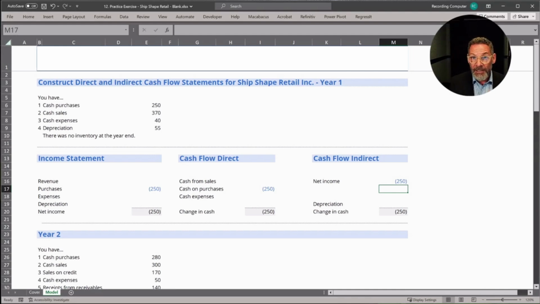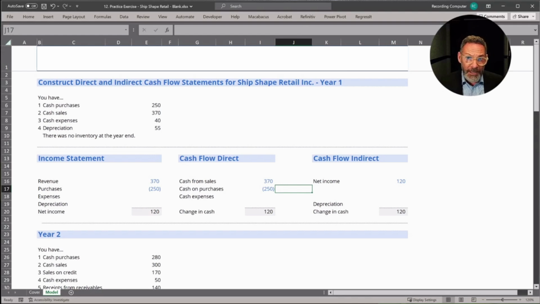The only time they're going to diverge is where our expenses or our revenue are non-cash, or there are other non-cash expenses like depreciation. So let's do cash sales. Cash sales, revenue is a positive number of 370. It's a cash inflow, so we record that as a positive number. And you can see we don't have to do anything with the cash flow indirect, because with the cash flow indirect, we're only going to add items that are non-cash, and we make those adjustments.